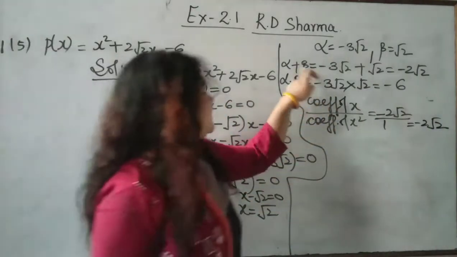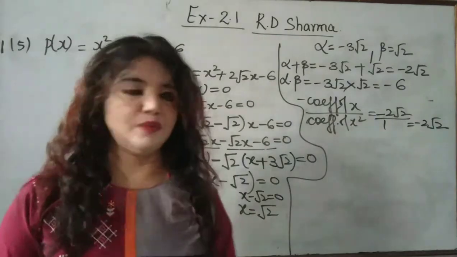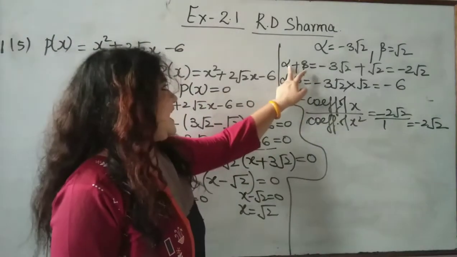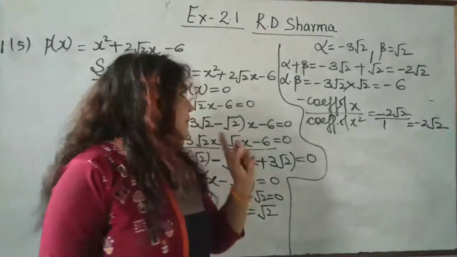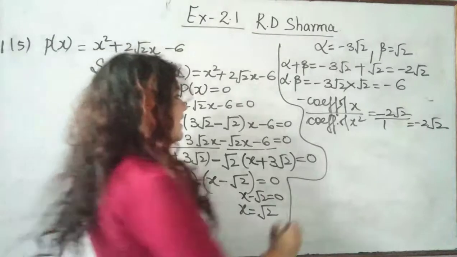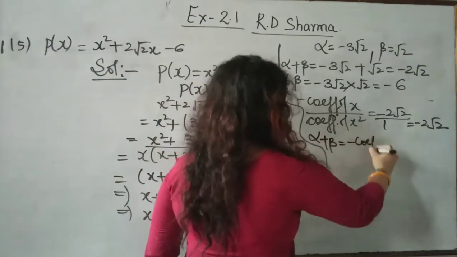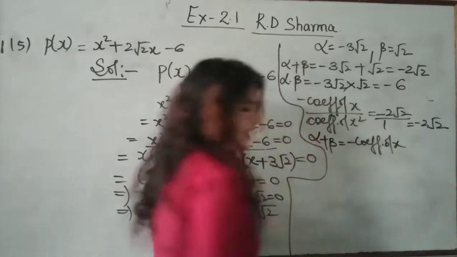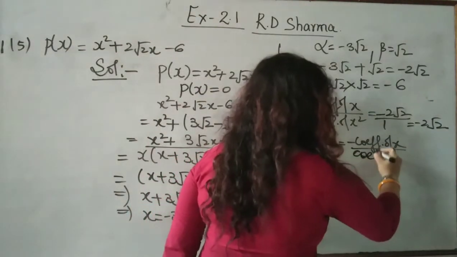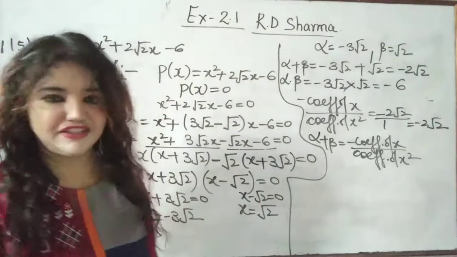Fine guys. And we have already calculated alpha plus beta is equal to minus 2 root 2. So what did we conclude? Alpha plus beta is equal to minus coefficient of x upon coefficient of x square. And you have to write this. Alpha plus beta is equal to minus coefficient of x upon coefficient of x square.